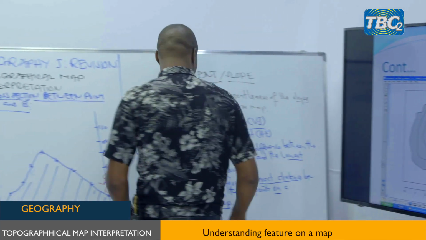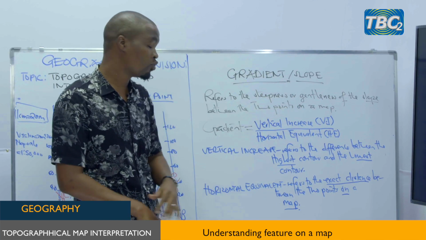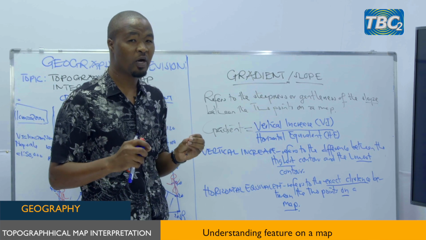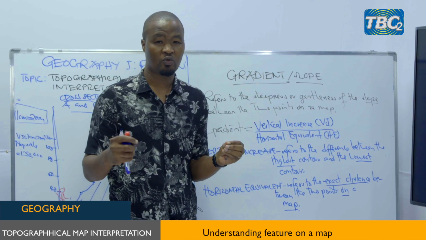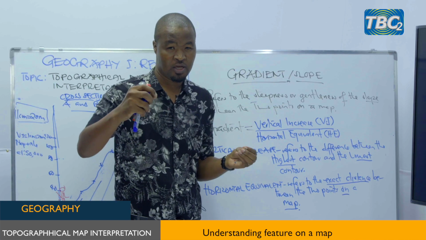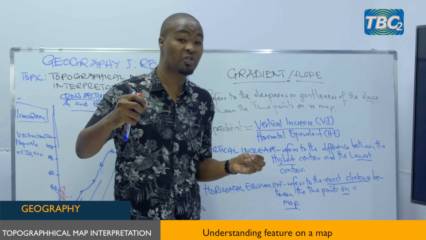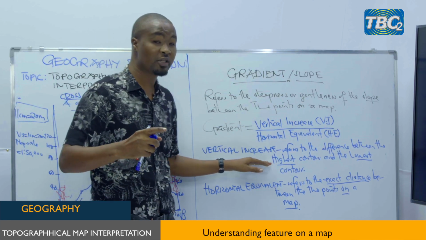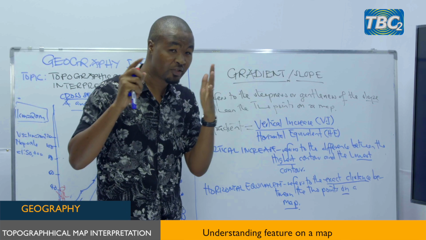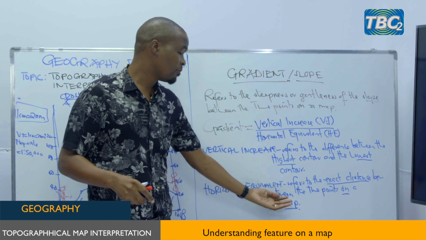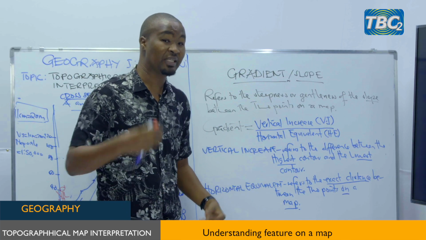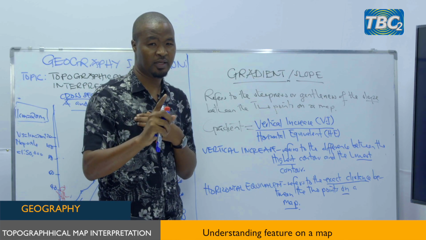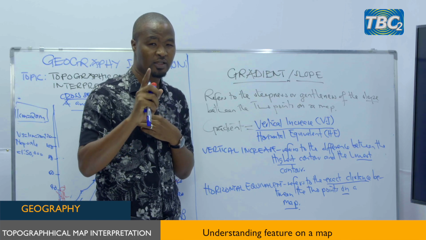Then from there, we'll find what is horizontal equivalent. The horizontal equivalent refers to the exact distance between the 2 points on a map. It means right now we have to take the ruler and measure the length of the straight line between the 2 points on the map. So listen to me very carefully. The vertical increase we will get in meters, which is on the actual ground, while the distance between the 2 points on the map can be in centimeters, because it is a distance between the 2 points on a map.